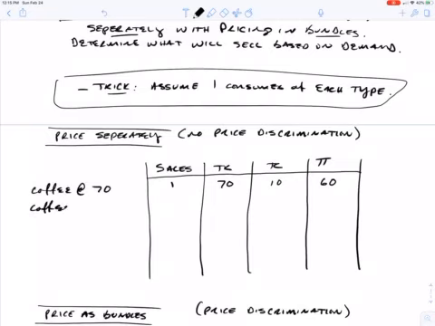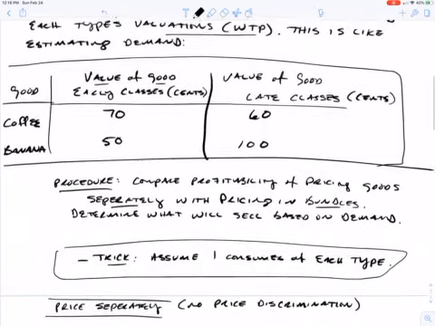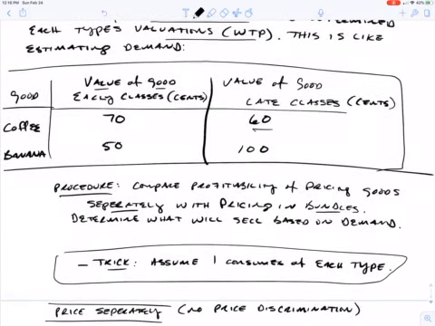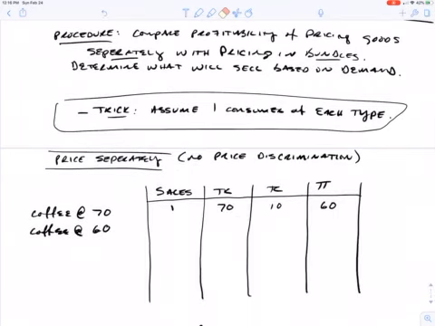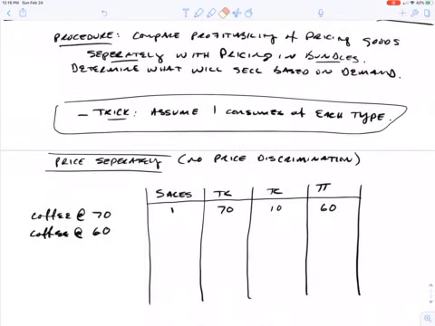The next thing we want to do is price coffee, but we're going to price coffee at the lower valuation, which is 60 cents. And of course, 60 cents was the valuation for the late class individuals. So my late class individuals, we know that they'll buy at 60, but the early class people will buy at 60 as well. So I know I'm going to sell 2 cups of coffee. And if I sell 2 cups of coffee, my total revenues at 60 cents will be $1.20.